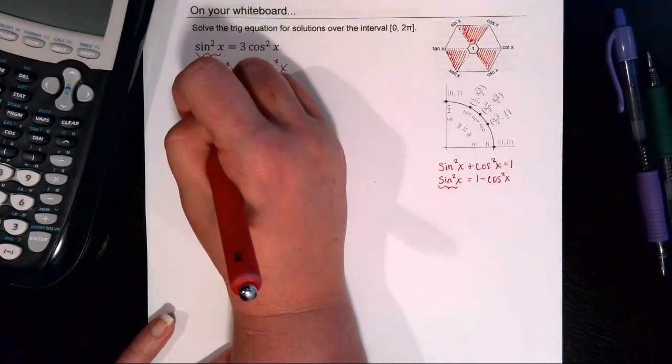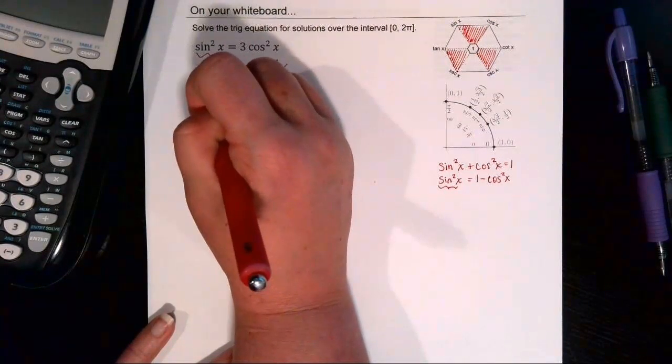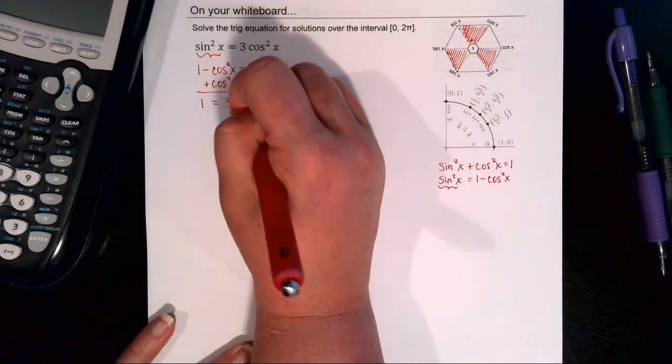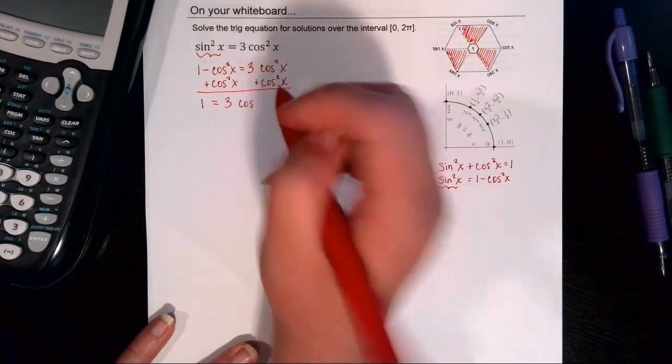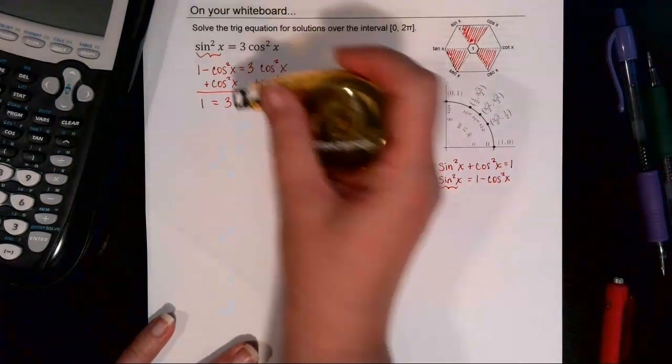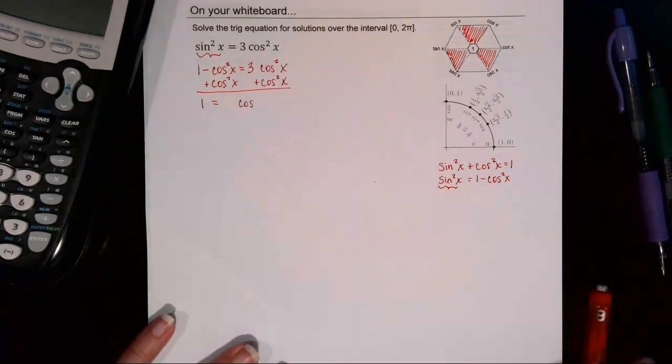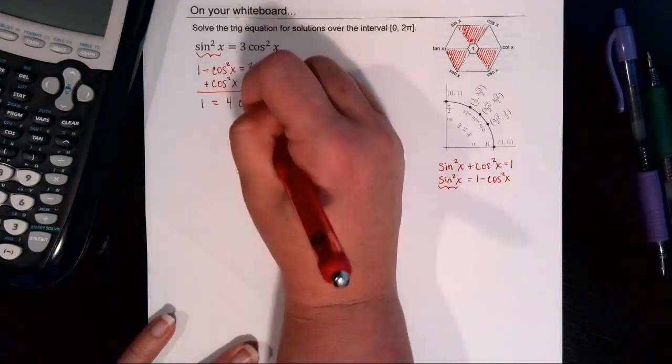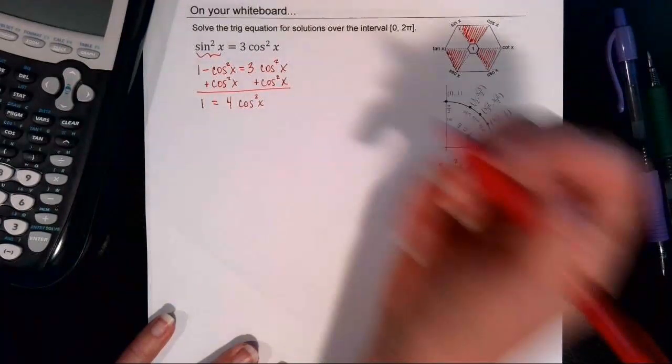can combine like terms. So I'm going to go ahead and add cosine squared x to both sides. And now I have 1 equals 3. Oh, whoops, not 3. Let me fix that. 1 equals 4, because I've got 3 already. So 1 equals 4 cosine squared x.